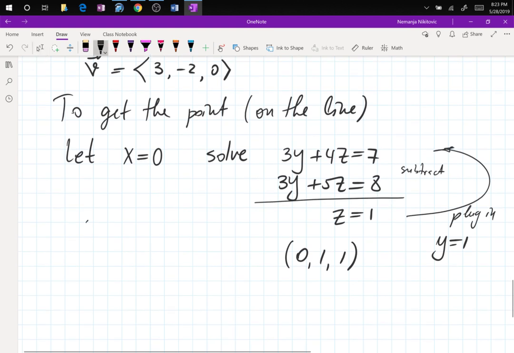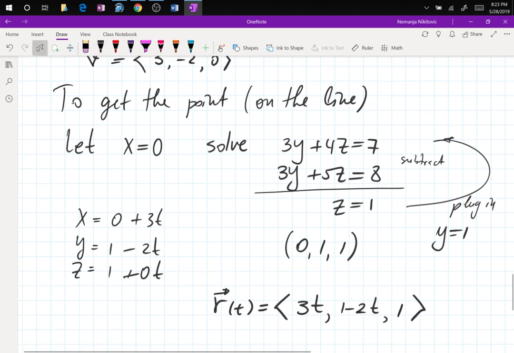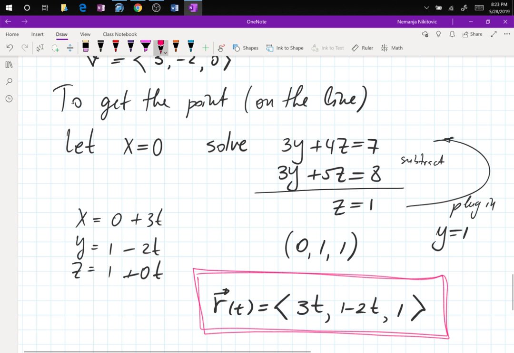So now I can just use x, y, z as 0, 1, 1 plus 3t, minus 2t, plus 0t. And then to answer the question that they asked, what are the vector valued functions? So it will be 3t, 1 minus 2t, 1. So this is the line of intersection between these two planes.